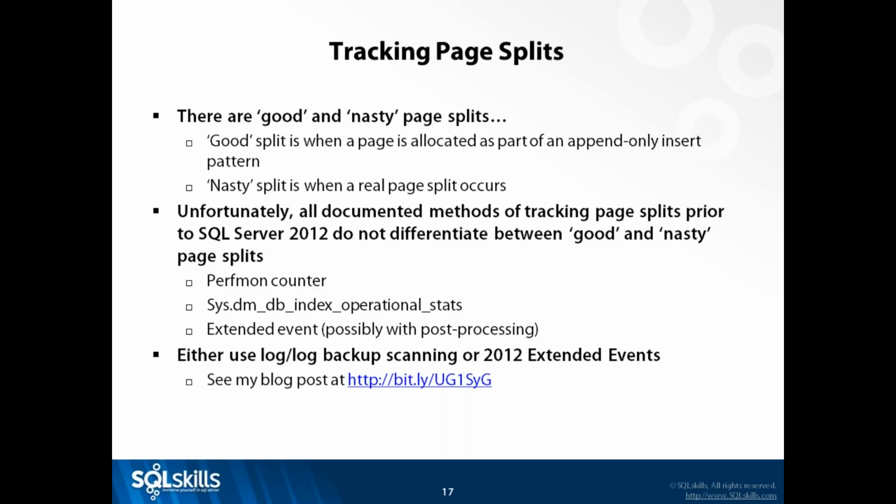Right? There's a page splits per second perf_mon counter in the access methods, doesn't differentiate. There's a leaf_allocation_count column in the index operational stats DMV, doesn't differentiate. Even the page split extended event doesn't differentiate. It tries to, but there are some cases where it does not tell you that it was a nasty page split when it was. The only way you can tell for sure, unfortunately, is you can look in 2012 onwards with an extended event session for a transaction_log event, and you can see a special log record that is only ever generated when a nasty page split happens, and it's called LOP_DELETE_SPLIT.